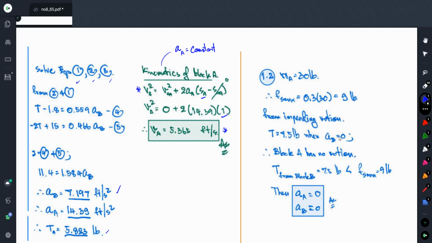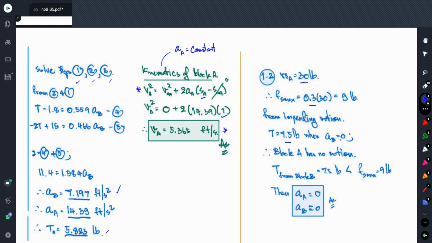And for question number 2, we change the weight of block A from 9 pounds to 30 pounds. For this case, we find the maximum static friction becomes 9 pounds now. So when we check the impending motion again, we find that the tension is just from block B, which has only 7.5 pounds. That is not enough to pull block A to move.